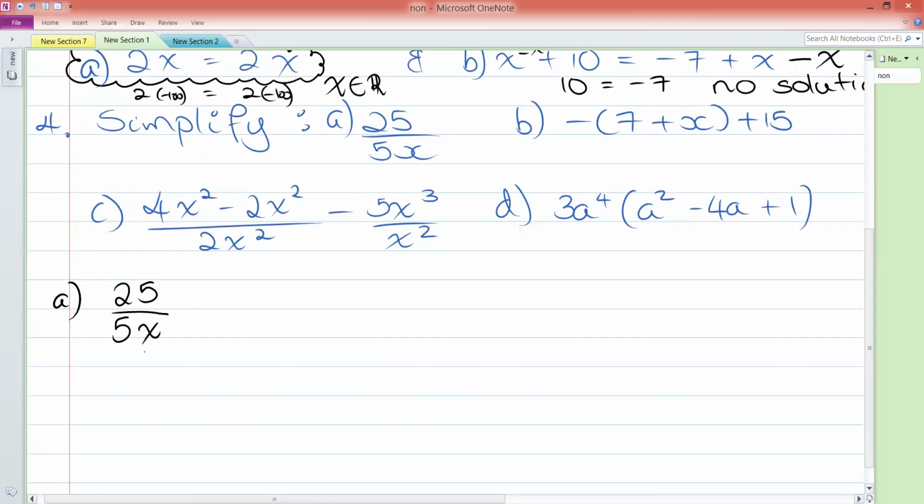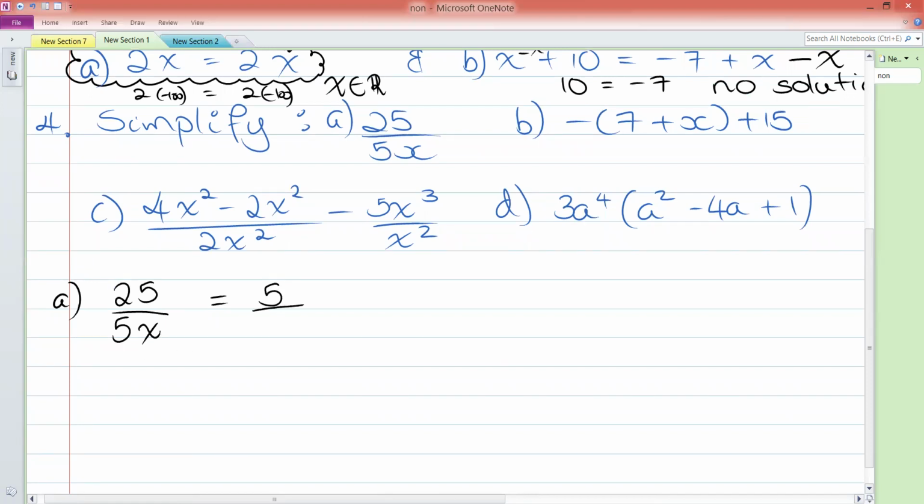Okay. Now for this question, always begin by looking at your coefficients, or looking at the numerator and denominator, and see: is there anything in common that I can factor out or cancel out? Okay, so 25 divided by 5, what would that leave us with? 5. Okay, so 5 at the top.